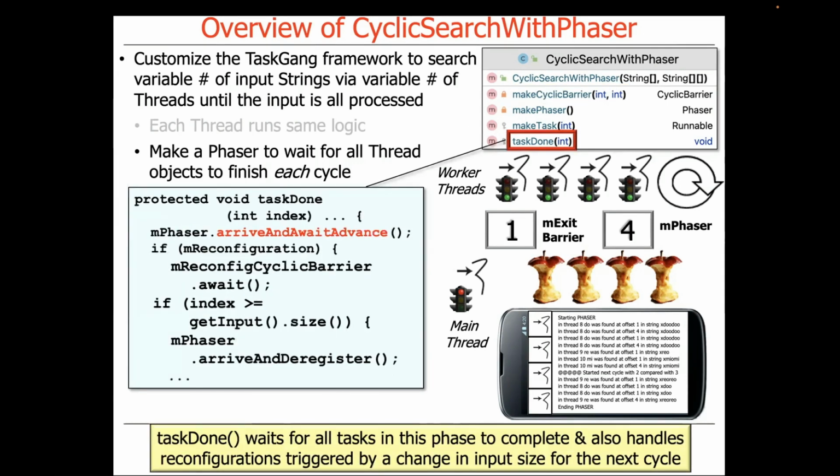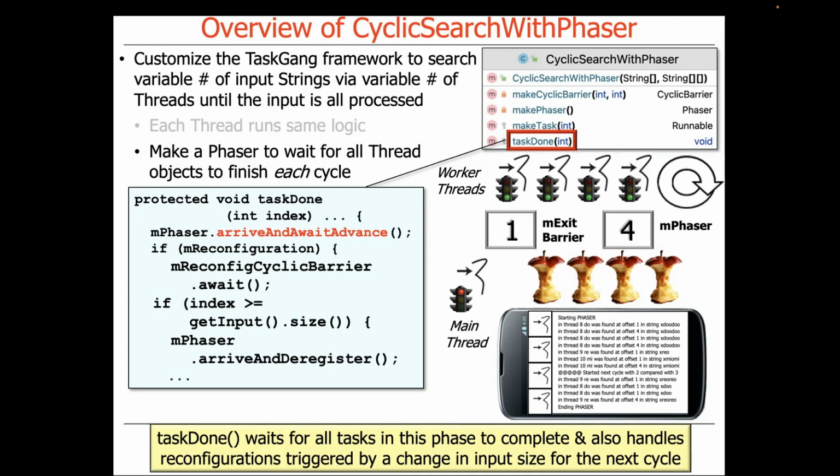The taskDone method is also much more complicated. What it's going to do is it's going to call a method on the Phaser called arriveAndAwaitAdvance. And when that gets called, that's going to wait for all the threads at that point to all get there. And then we're going to check to see whether or not a reconfiguration has occurred.